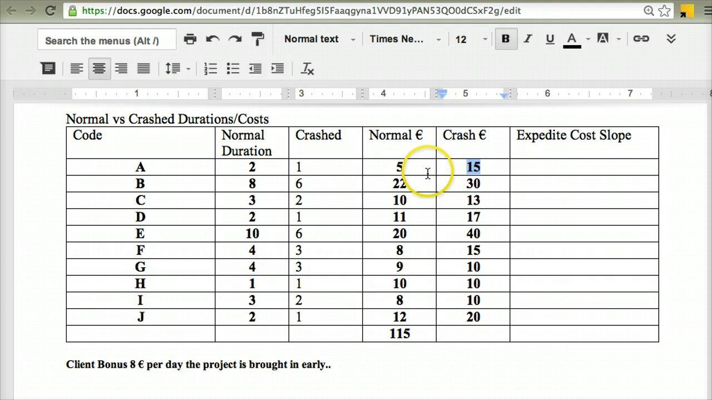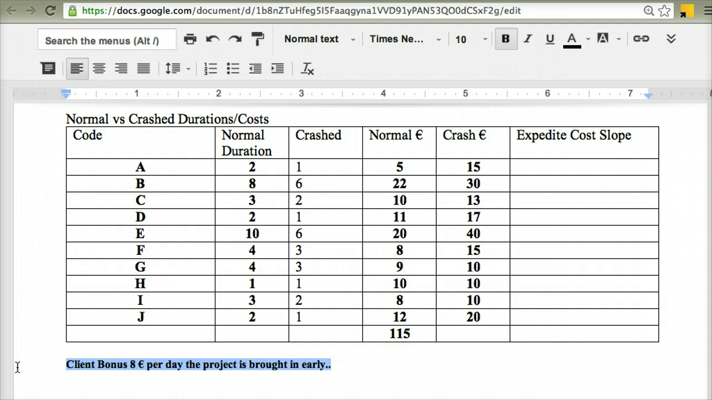And again, I've got all of the different normal versus crash costs of all the different activities, estimated by me, the project manager, here. Something else that we're going to add into this example is the idea of an incentive to try and incentivize me, the project manager, to bring this project in an earlier amount of time, or a shorter amount of time. And the incentive is listed here.